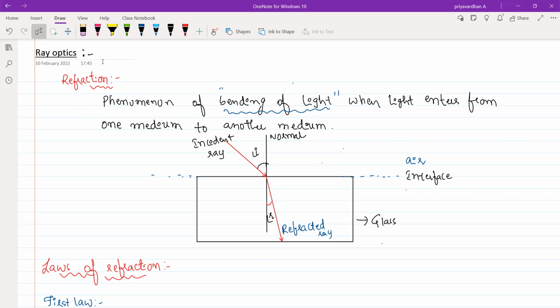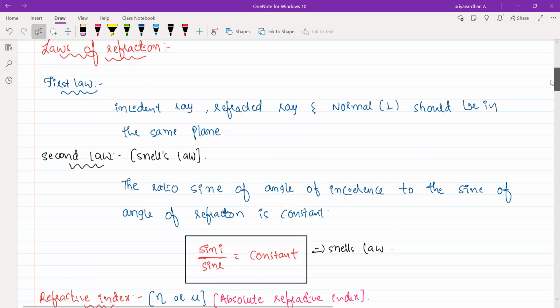The phenomenon of bending of light when light is entering from one medium to another medium. So when light is going from one medium to another medium, it will try to take a bend. This phenomenon is referred to as refraction. See, air to glass, it is going. So within that, we'll try to discuss the laws of refraction.